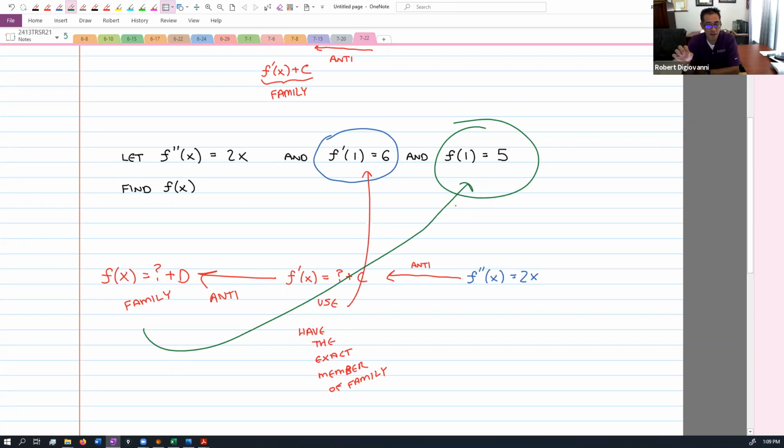We're starting with the second derivative. We go backwards to the first derivative. We use just one simple piece of information, just one point on the graph. That gives us the first derivative. Then we go back again, we get the original function. All right, let's do it.